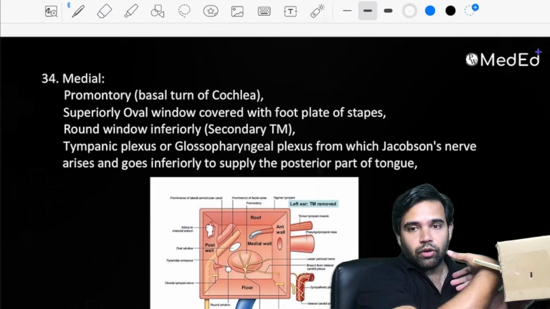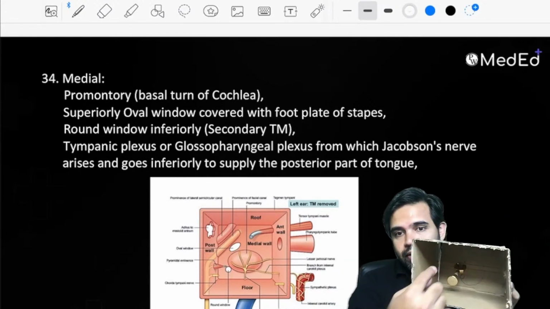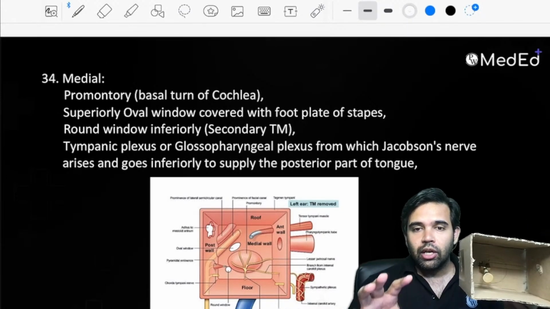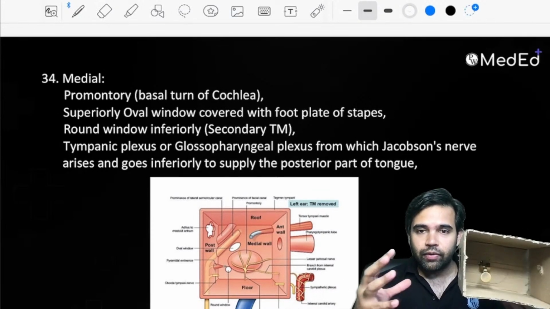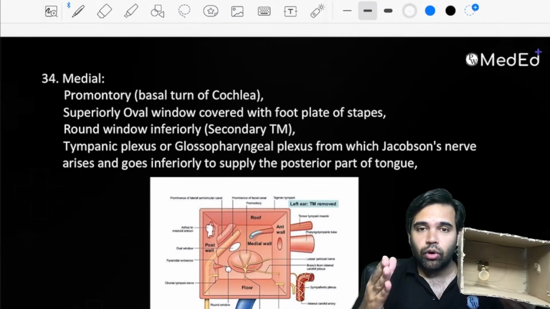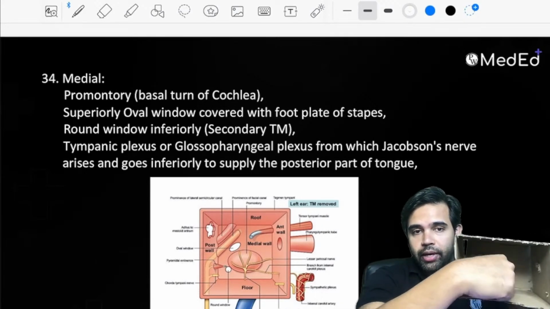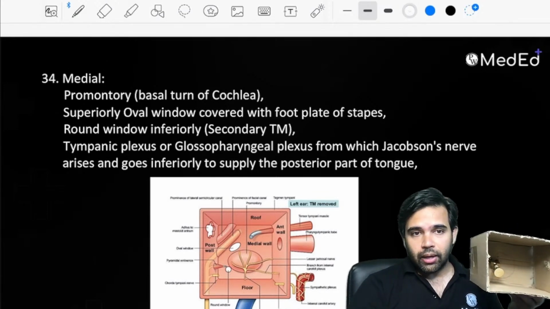So this basal turn of the cochlea, this is the projection that will be there over here, and on this there is a plexus of nerves called the tympanic plexus. All this plexus forms part of the glossopharyngeal nerve, and it supplies a nerve called Jacobson's nerve that then goes down the floor here, supplying the posterior part of the tongue, right?